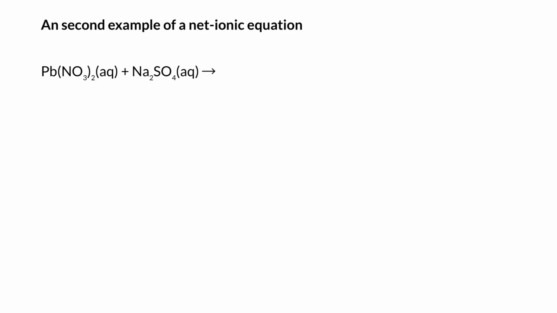Okay, let's look at another example of a net ionic equation. So here is some lead(II) nitrate, and it's reacting with sodium sulfate. So the question is, what do they form? And so underneath, we can go ahead and write the ions.